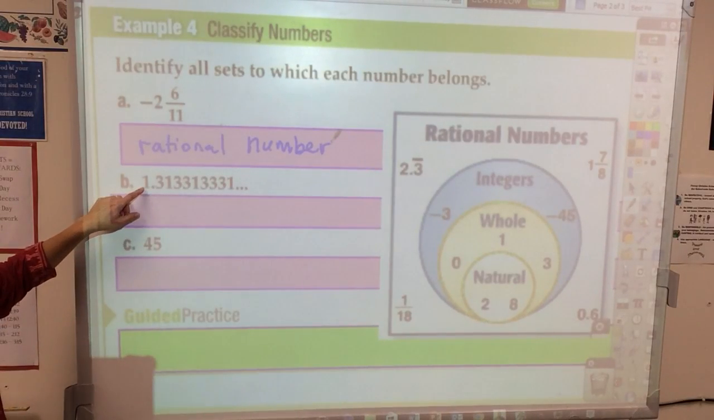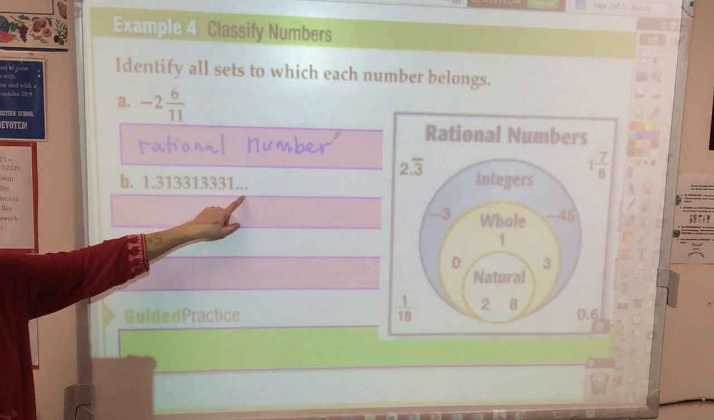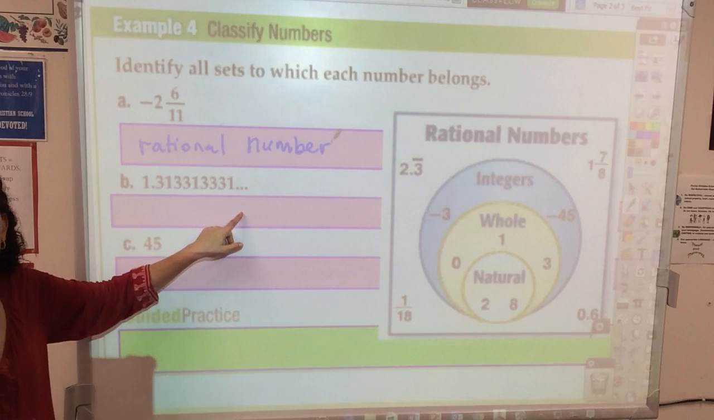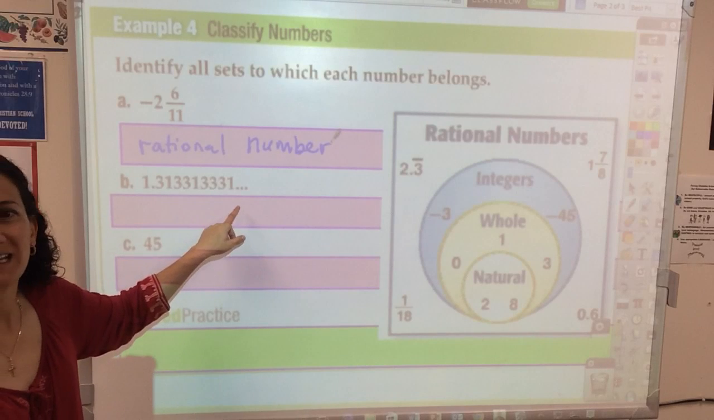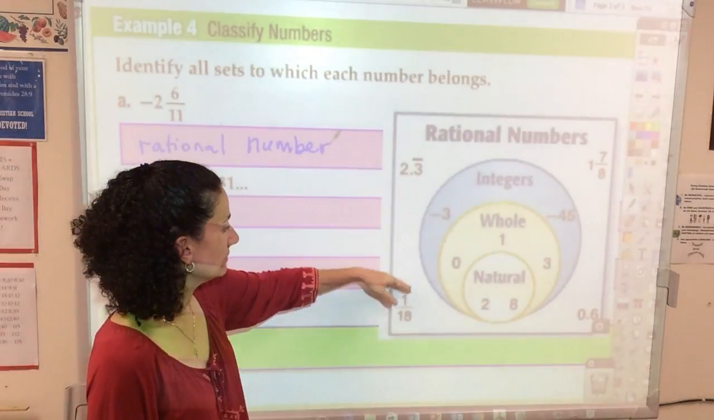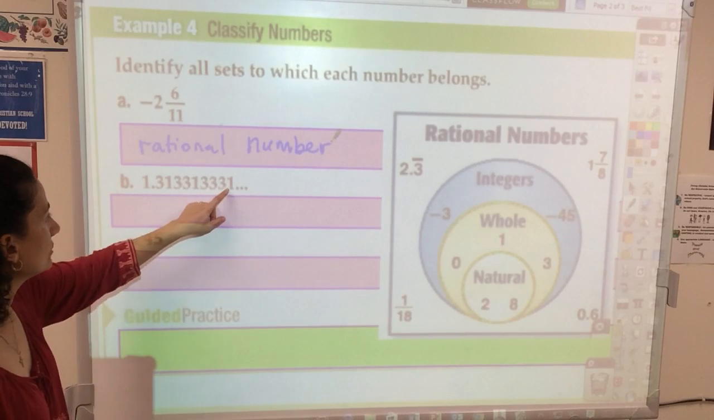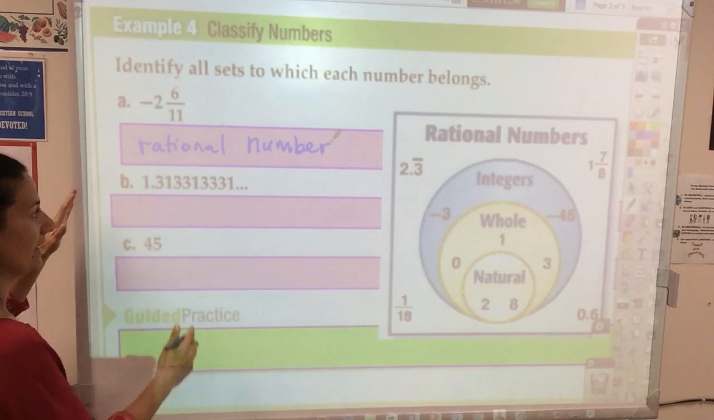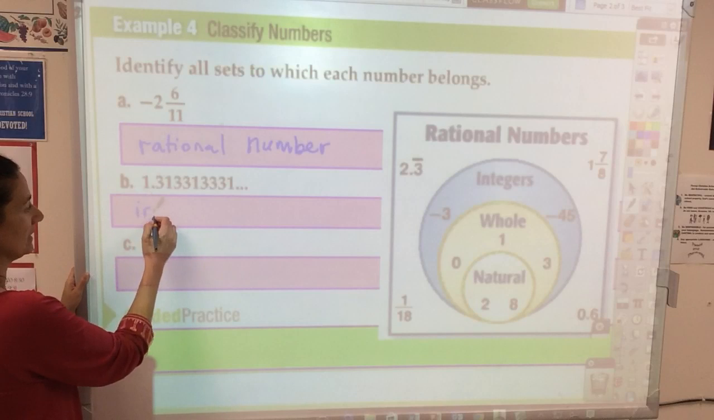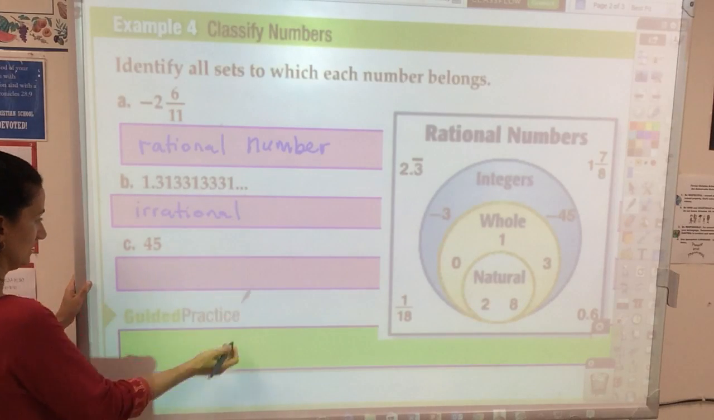Okay, here we've got a decimal, 1.313313331. This might look familiar. This is actually an irrational number. You may have thought it was rational as a decimal, but it does not repeat or terminate. It looks like it's going to go on and on without the same group of numbers repeating. So this is an irrational number. Make sure you're writing these down in your notes.